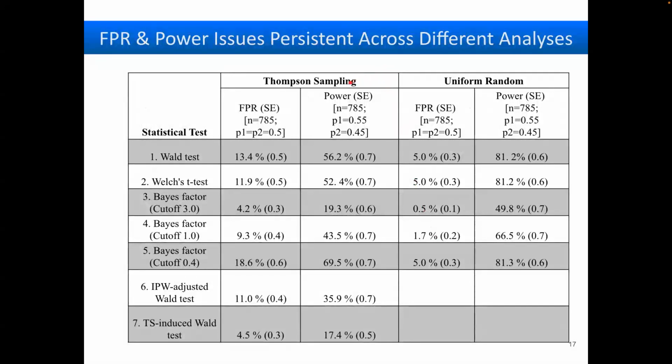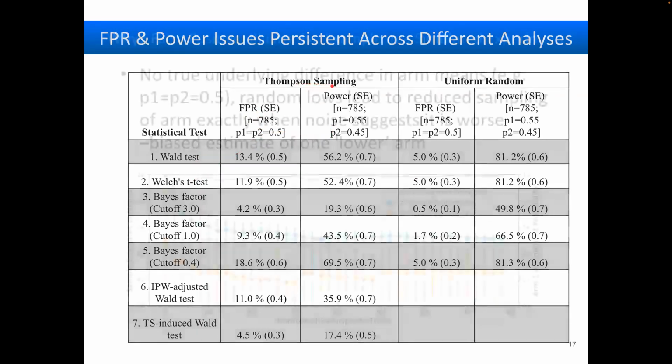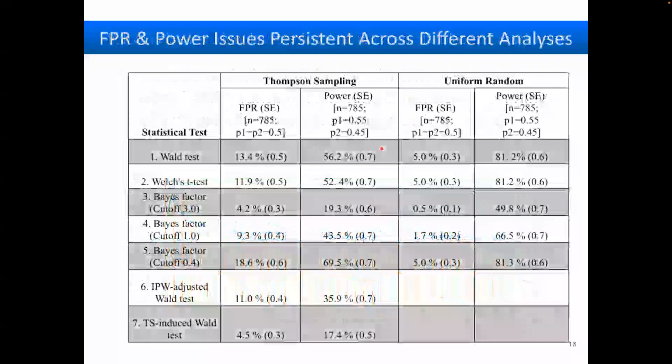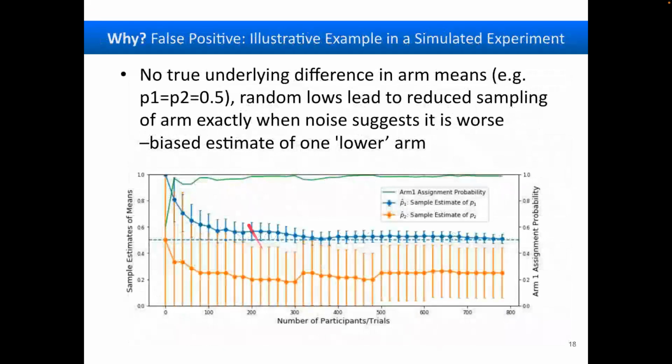And it isn't just due to that test, right? The Wald test, you can look at just the t-test. You're seeing a false positive rate and power for Thompson sampling versus uniform random. If you try to use Bayes factors of different kinds, it's a pretty persistent problem. It's not just a simple adjustment to the test. And here's one of the reasons why.